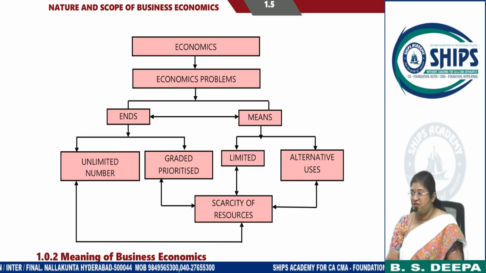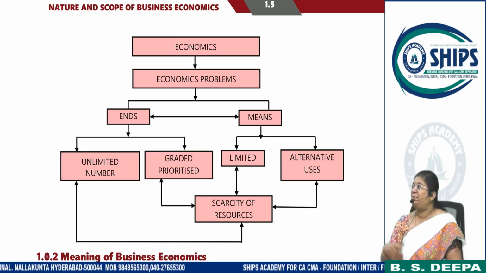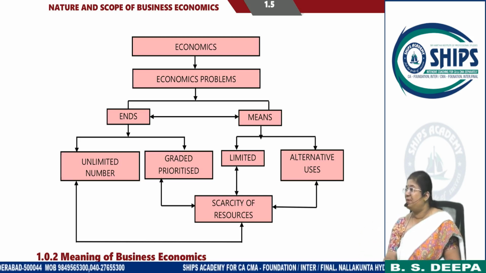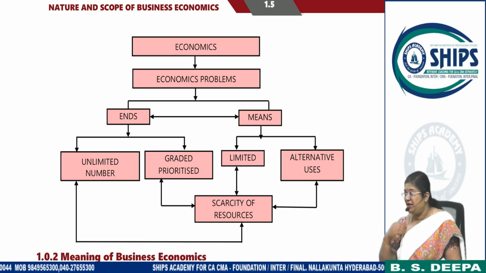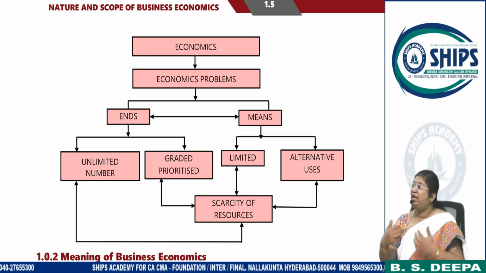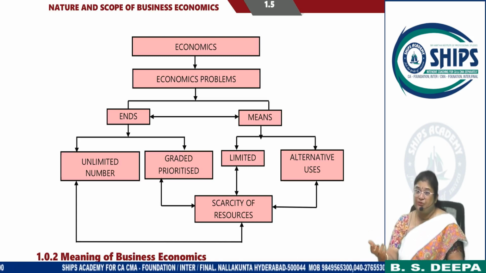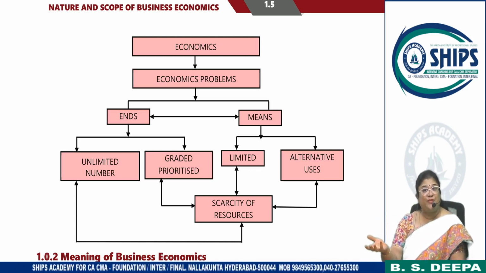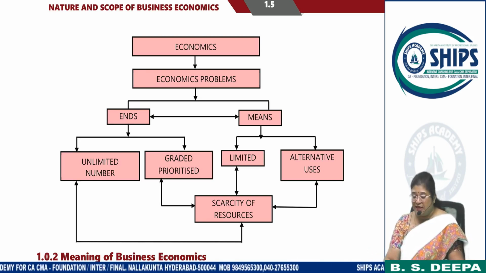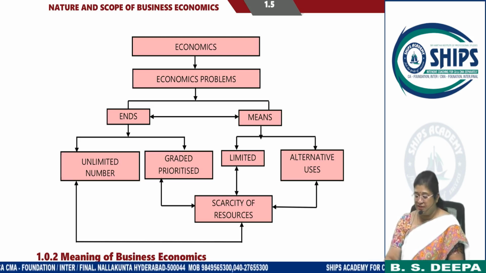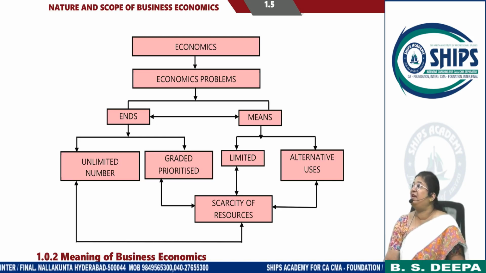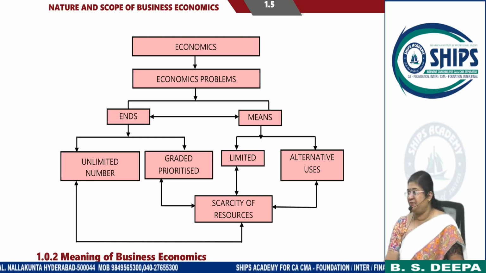It can be used as a hostel, a bank, a residential complex, an institute, or something else, a commercial complex. Correct? So it has several alternative uses, right? So we have to choose for which particular usage that particular resource has to be utilized. This is where we are talking about means being limited and alternative uses. And because of the scarcity of resources, that is the reason why we have to make a choice.